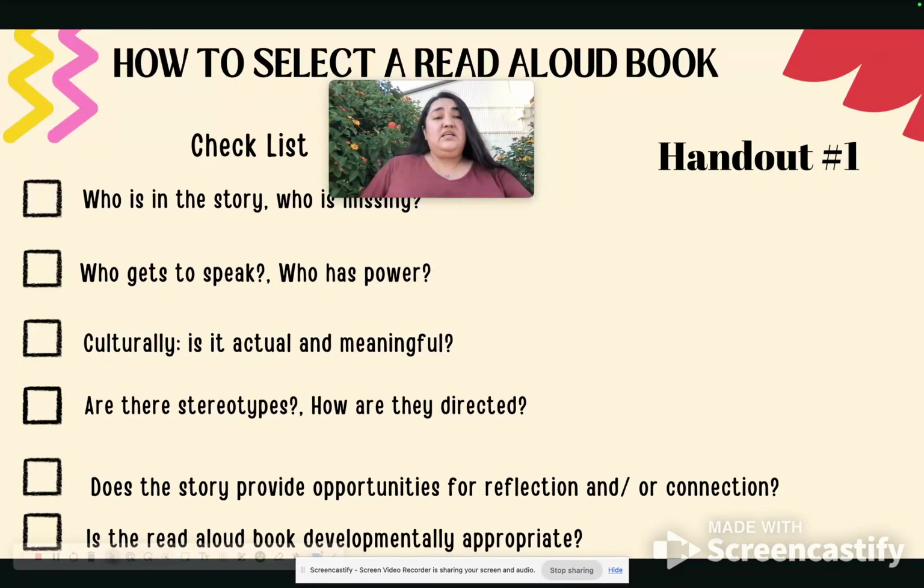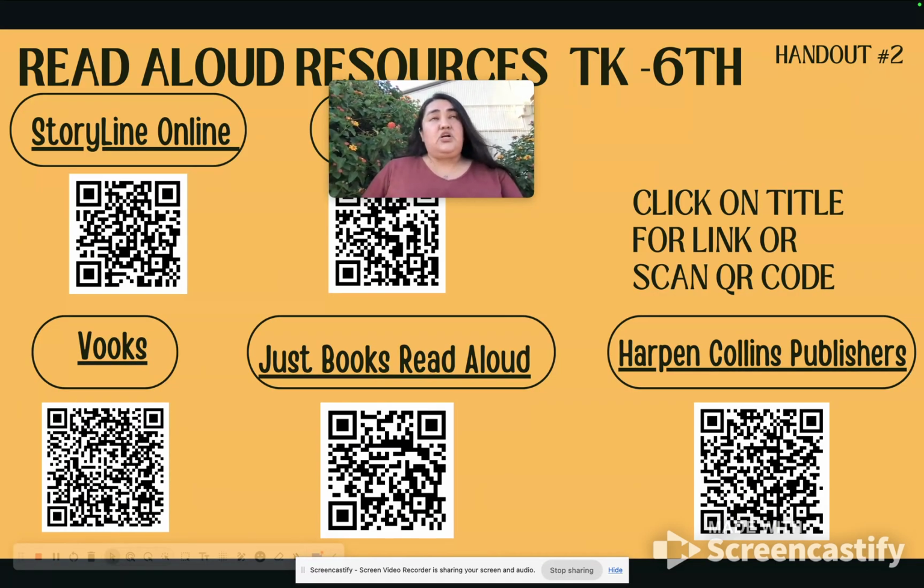And these are the two handouts that I'm passing out. The checklist that you could take with you anywhere you go to see if a read aloud for your students is culturally responsive. Handout number 2 has the different websites. All you have to do is scan the QR code next to the title and it'll take you right into the different websites. And like I said, these are all free for everyone, and you could also share them with the parents.